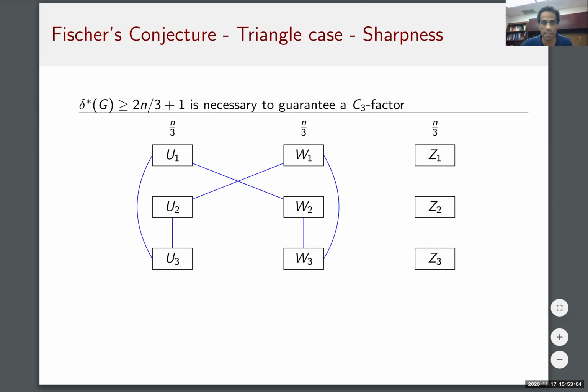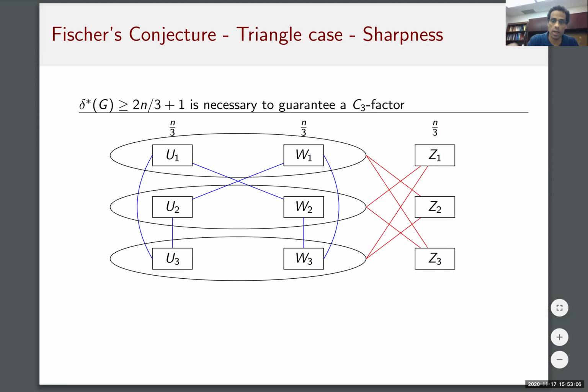Okay, so to complete the construction, we add edges from Z. All of the vertices in Z are adjacent to everything in U2, W2, U3, W3. That's what these red lines here are meant to represent. And same thing with Z2. Every vertex in Z2 is adjacent to all of the vertices in U1, W1, and all of the vertices in U3, W3.